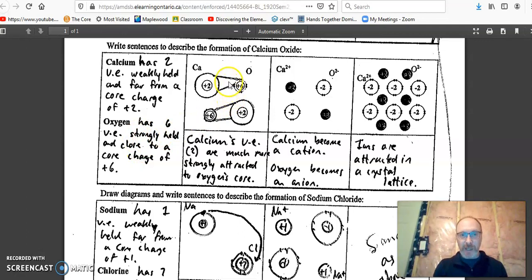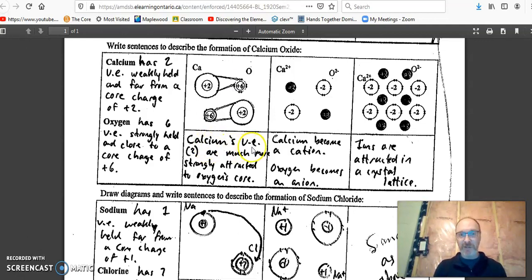And you can see here with the arrows, these 2 valence electrons from calcium are being stolen by oxygen. Oxygen has 6 valence electrons. It can have a maximum of 8, so it just needs 2 more. And it's going to get those from calcium. It's going to steal calcium's valence electrons.